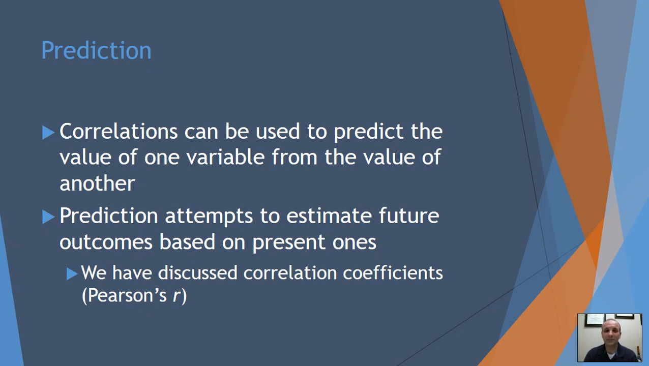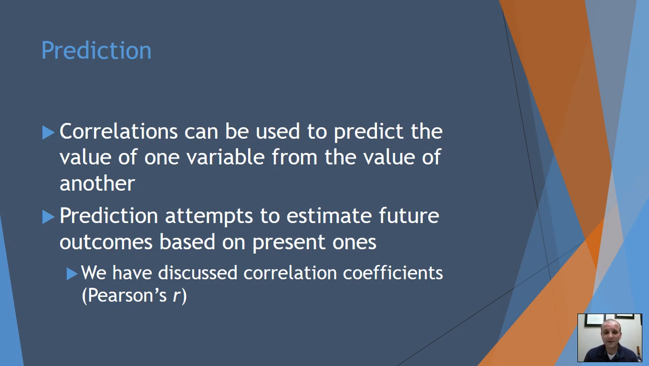Correlations can be used to predict the value of one variable from the value of another. So we've talked about the Pearson's product moment correlation coefficient, the Pearson's R, which makes a prediction between two variables, right? It says if one variable has an effect on another. If ice cream sales increase crime, right? If delinquent peers increase delinquent involvement.